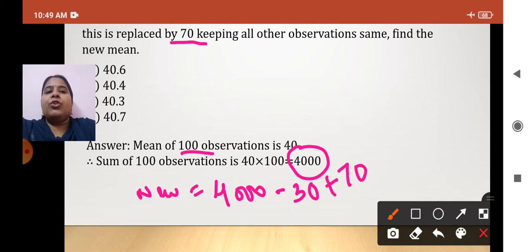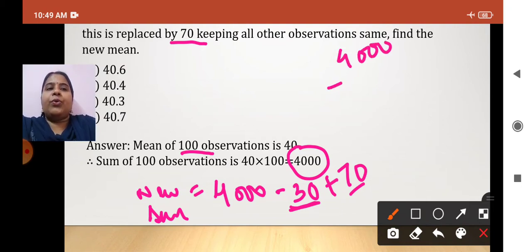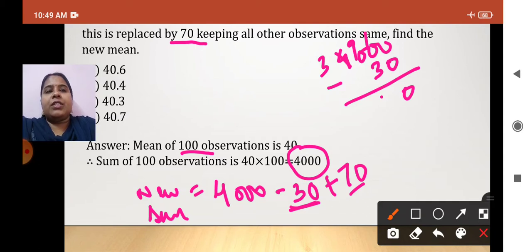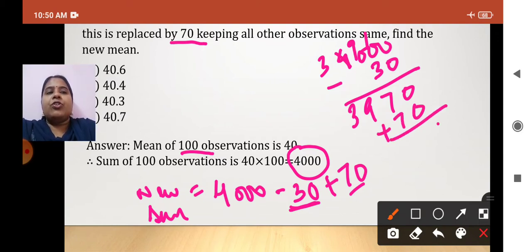Okay, so the new sum will be 4000 minus 30. This 30 is the ninth observation. And add the new one, that is 70. I hope you are getting it. So from 4000, first what I will do is, I will remove this 30. Yes, so this will be 0. This will become 3. This is 9 and this is 10. 10 minus 3 is 7, so 3970. What now I need to do is add 70 to this. Okay, so this will be 4040.